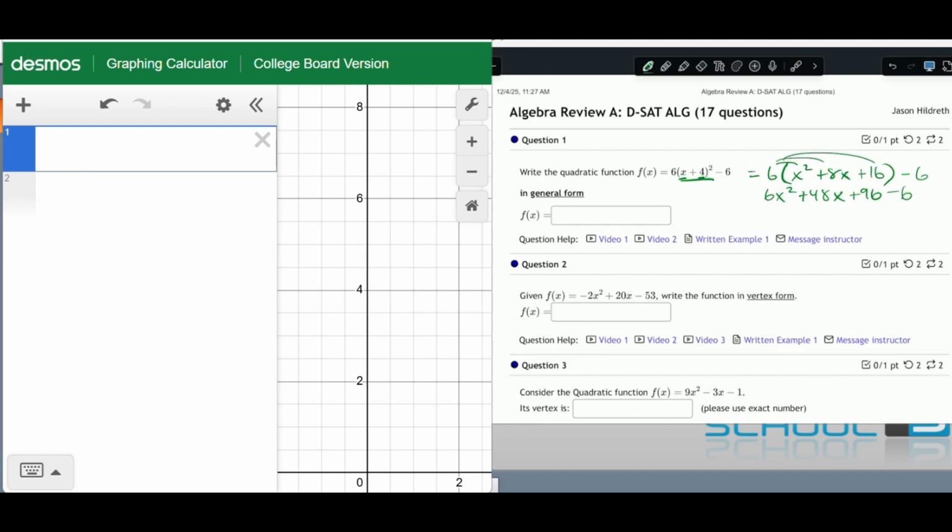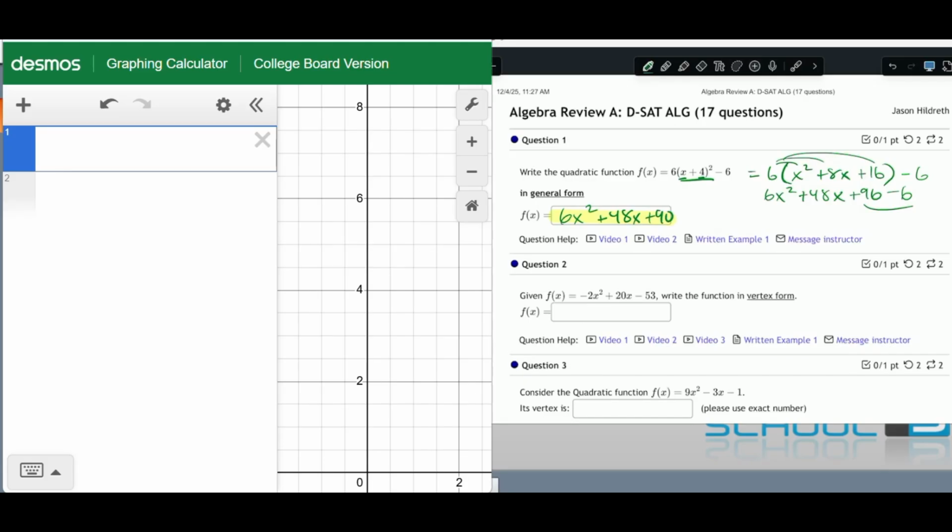Carry along that negative 6 on the outside, and the only thing you have left to do here is to group your only set of like terms. So you get 6x squared plus 48x, and then 96 minus 6 leaves plus 90, and that would be your answer. Okay.